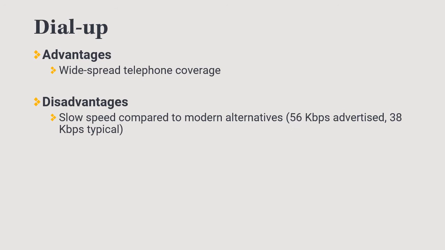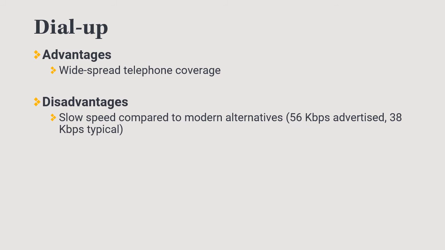Now we're going to take a look at some advantages and disadvantages. So the advantage of a dial-up connection is that over the decades, the telephone companies have pretty much run a telephone line to pretty much everywhere there is. There are very few places, especially in the United States, where you cannot get a telephone line. The disadvantage is this is a very slow connection compared to other alternatives.